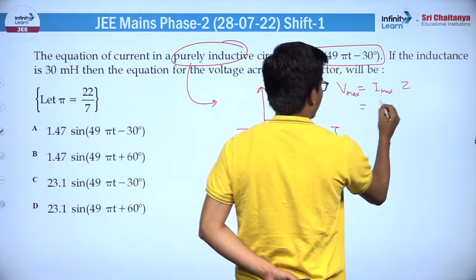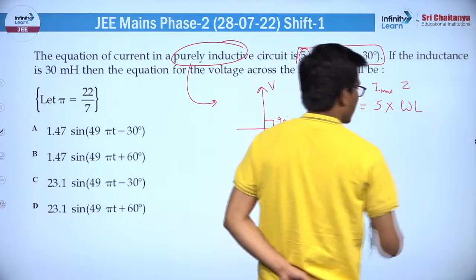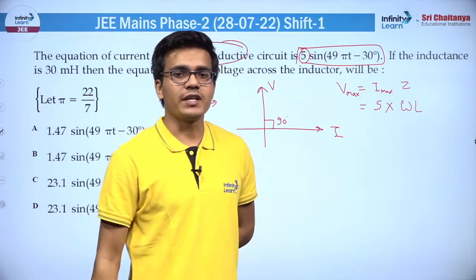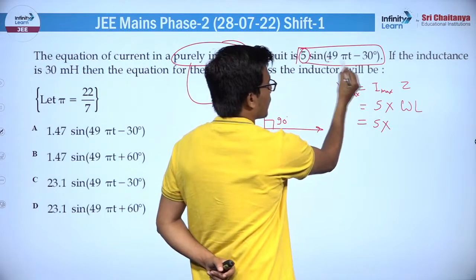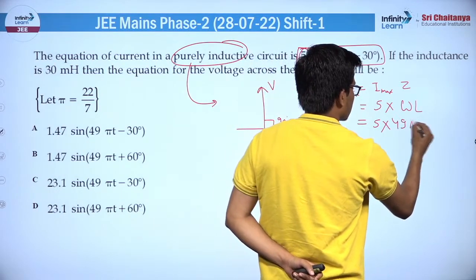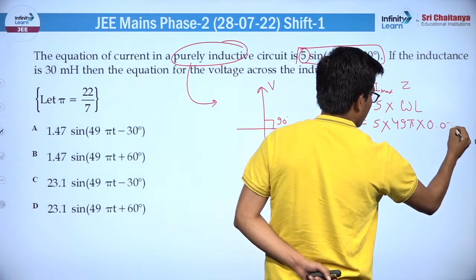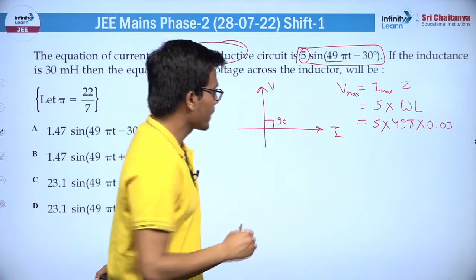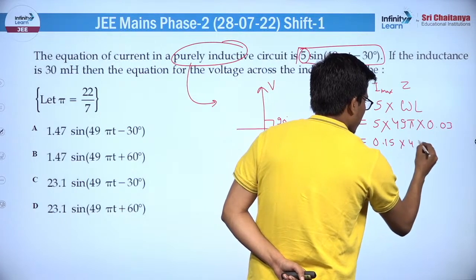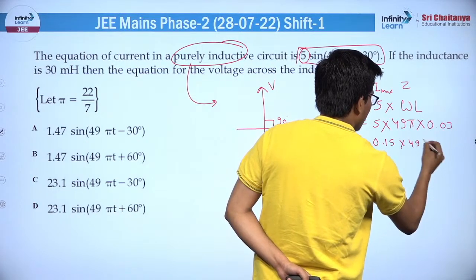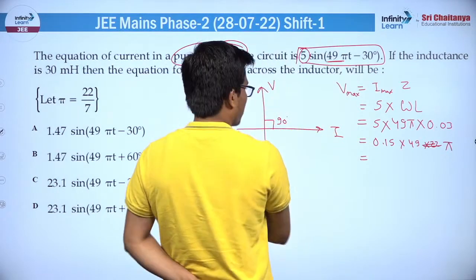I maximum is 5, and since only a purely inductive element is there, Z you can write as omega into L, right? So 5, omega value is 49 pi, L is 30 millihenry, so you can write 0.03. Alright, so let us try to multiply it. 0.15 into 49 into 20. Let me just keep it in terms of pi only, because we are having the options in pi also.